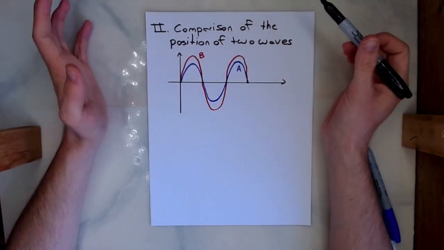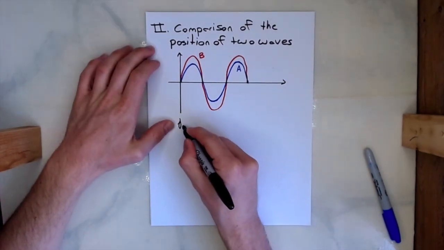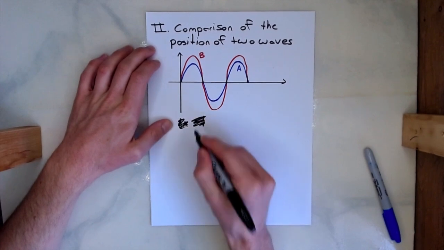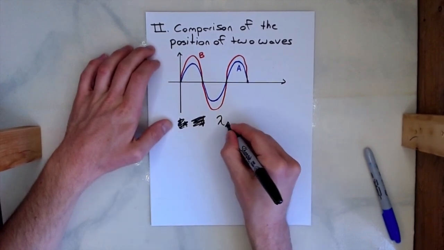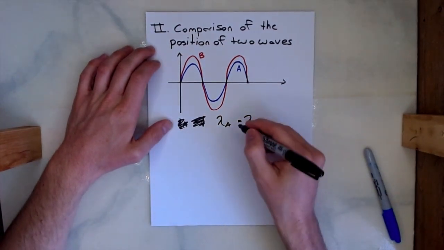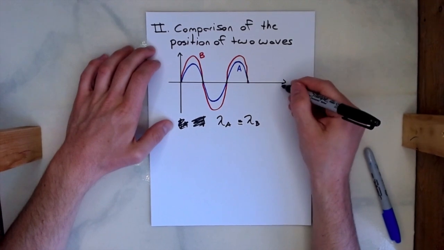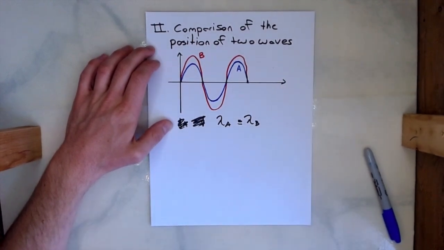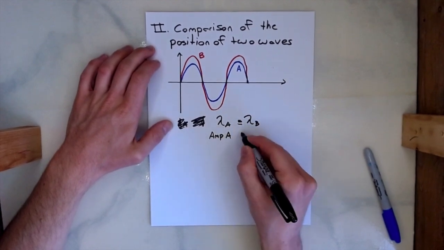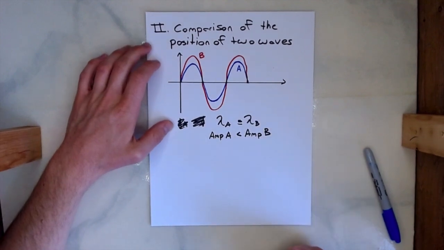Just looking at these waves, we can say a few things about the properties of these waves. I can say that the frequency of A is equal to the frequency of, oh no, excuse me, I'm thinking of SHM. I can say that the wavelength of A is equal to the wavelength of B. I can't necessarily say that the frequency is the same because, again, this axis is not time, this axis is displacement. So the wavelengths are the same. I can also say that the amplitude of A is less than the amplitude of B, right?